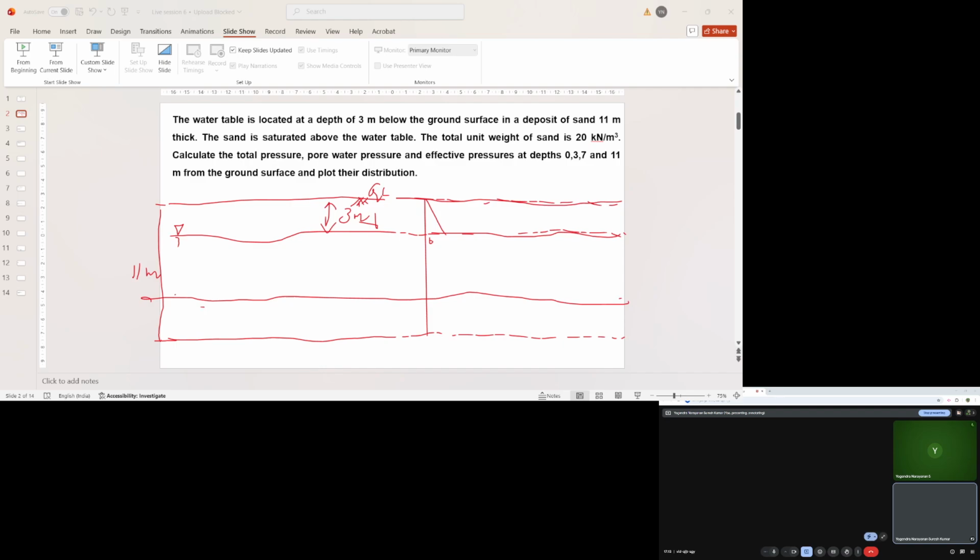At 11 meters, the total stress is 220. The pore water pressure at 11 meters, where the water column is 8 meters, is 80, and the effective stress is 220 minus 80, which is 140. So this is how the effective stress, pore water pressure, and total stresses are calculated. The easier way to solve this problem is always to convert the text to a figure and then plot it in graphical form for better understanding. That will always be helpful in approaching the problem.